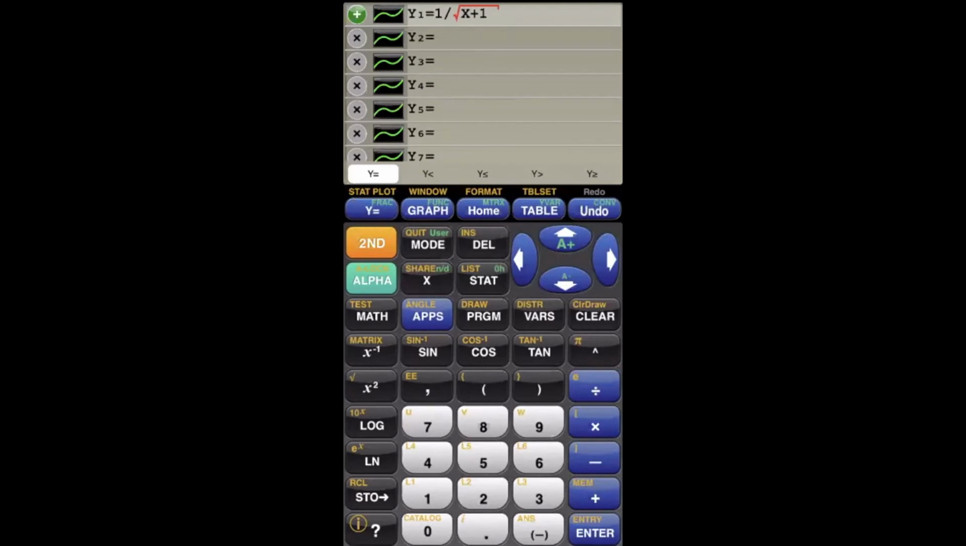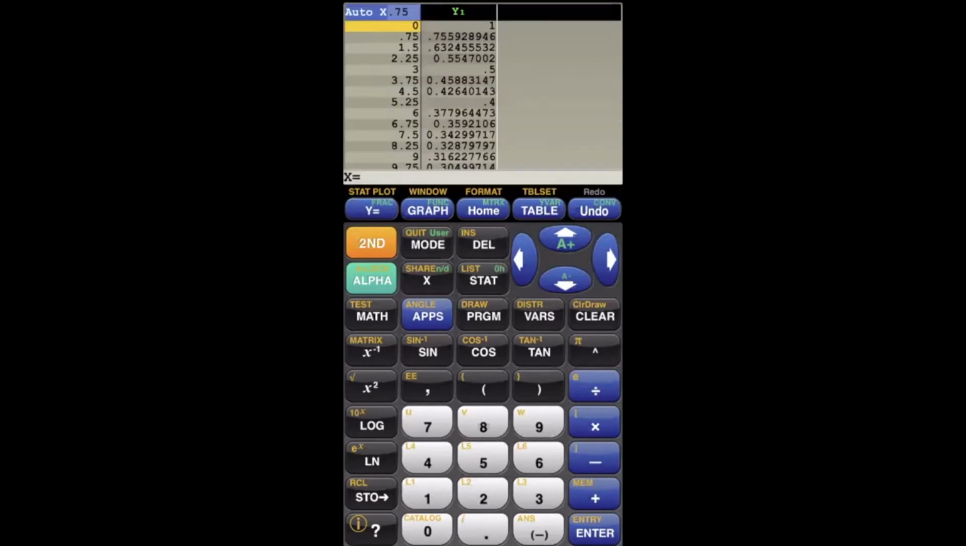All right, so now I'll hit table. And the first 5 values that you see there, 1, .75593, I'm going to call that 0.63246, 0.55470, and 0.5. Those are the values of y0 through y4.